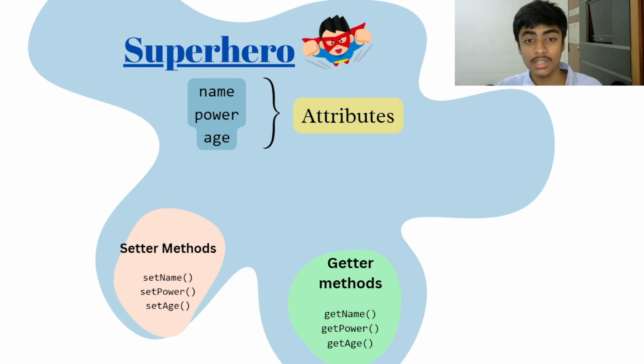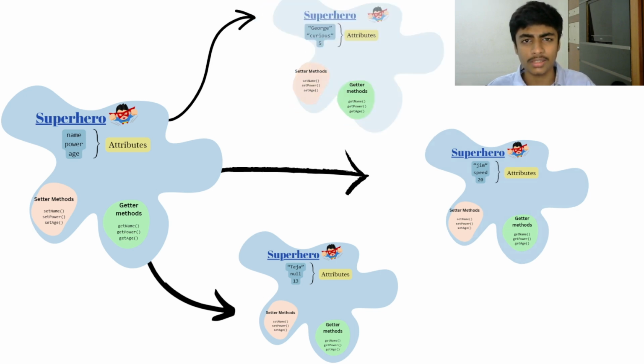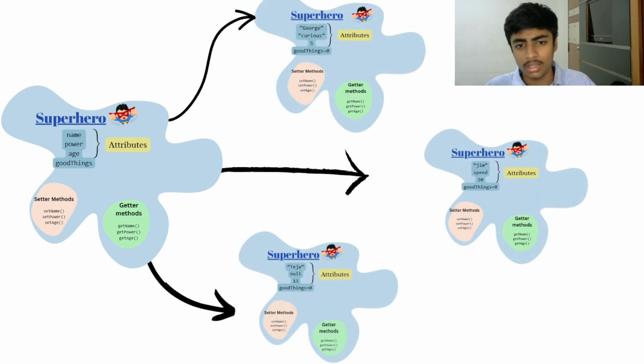So as you can see, this is our original class. We have our attributes and our setter and getter methods. And we added another attribute, didn't we? Good things. Now since this good things variable is a non-static variable, all of these 3 objects would store a copy of it and it would look a little like this. Right. So this makes sense till now.